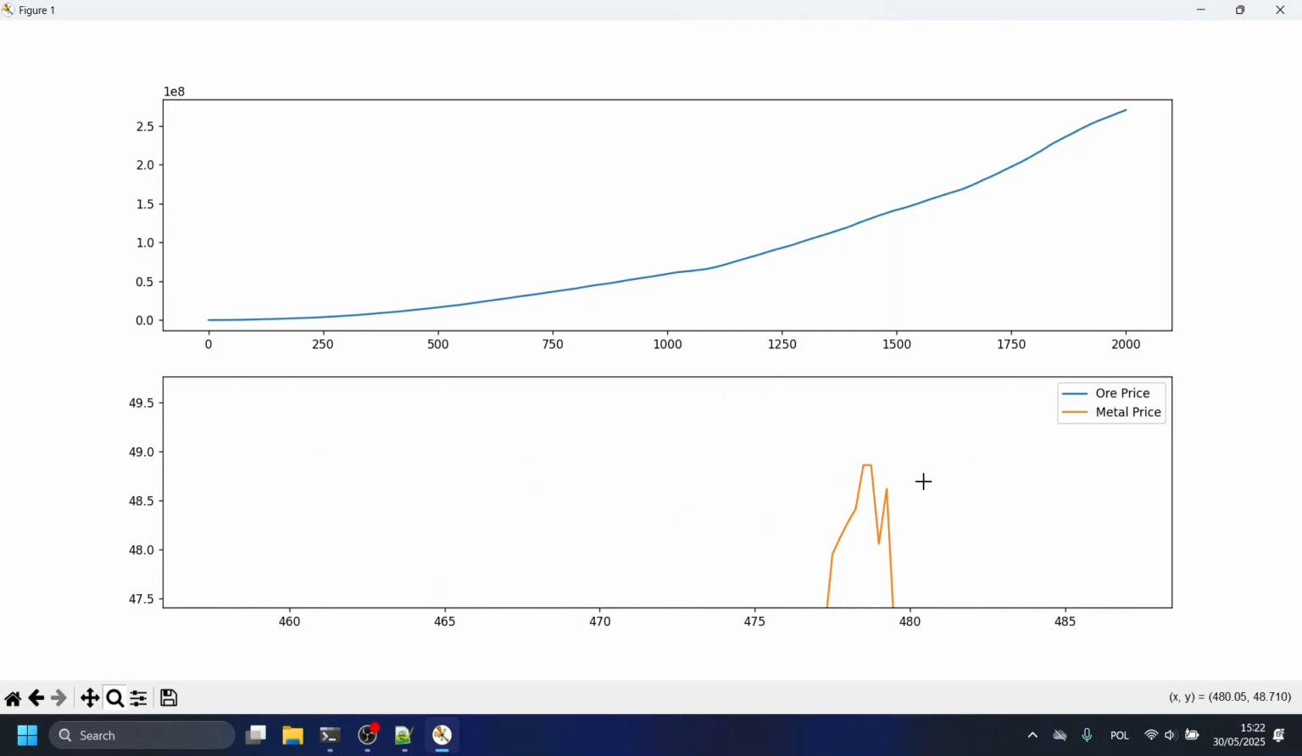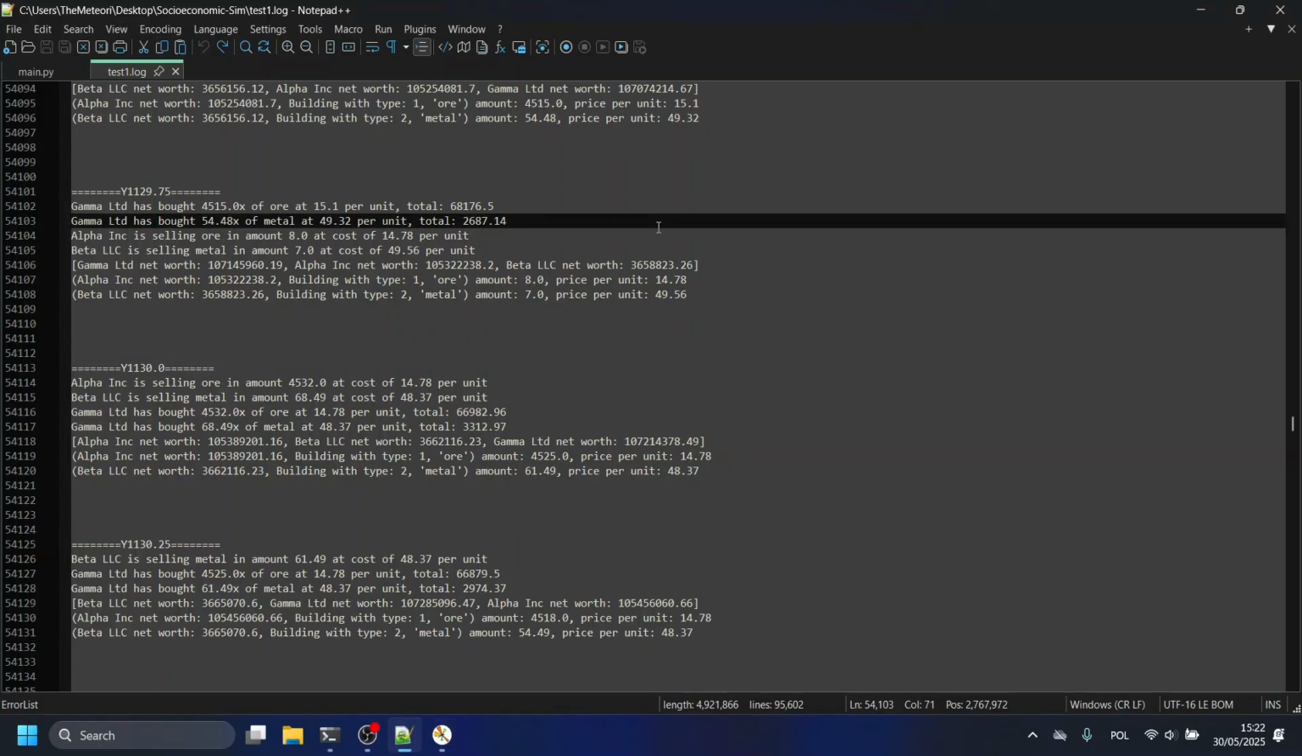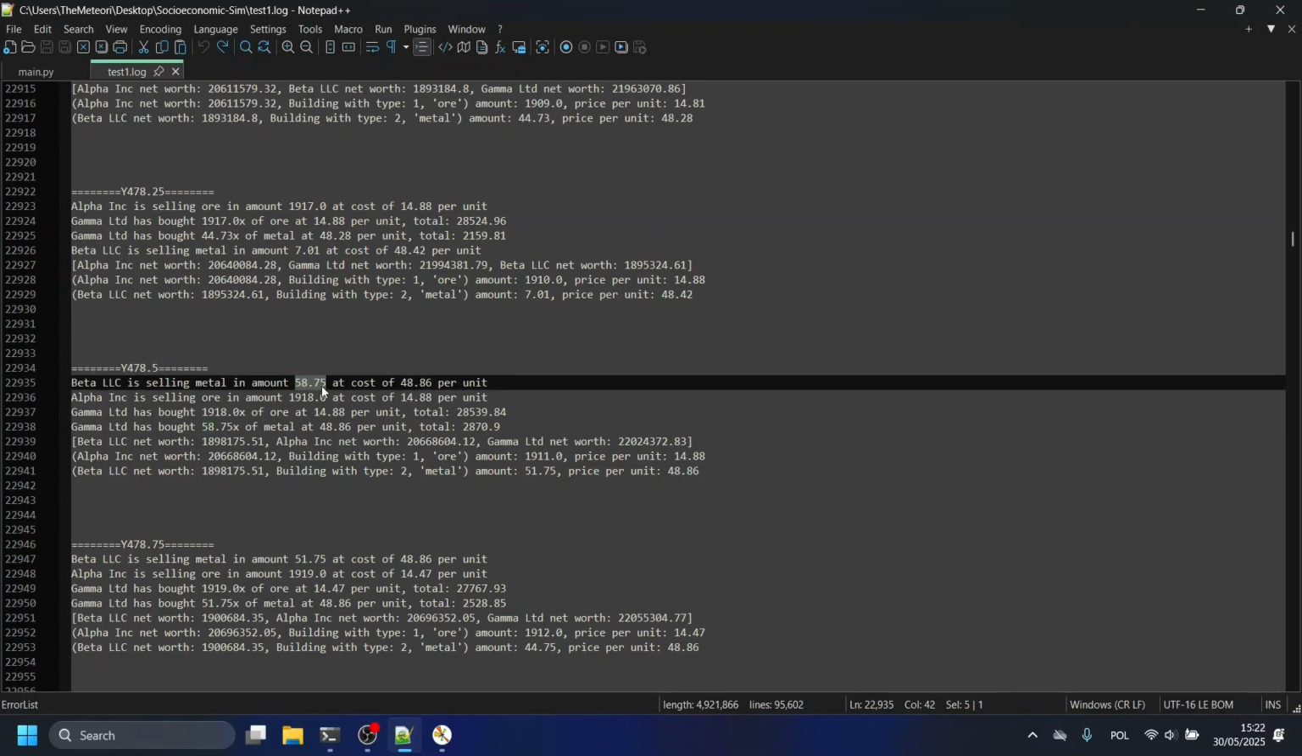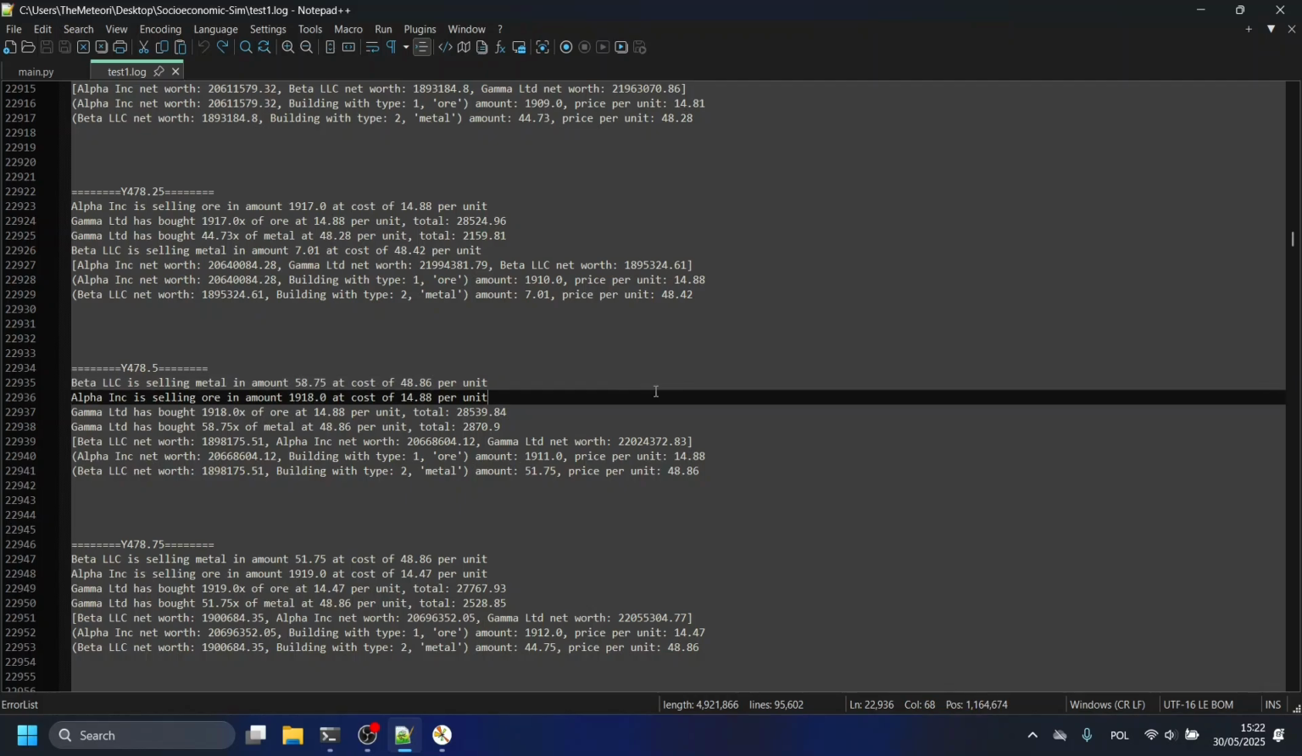We've also got one here in around the year 478.5. That's this, where we're selling for 48.86, which is also really high.